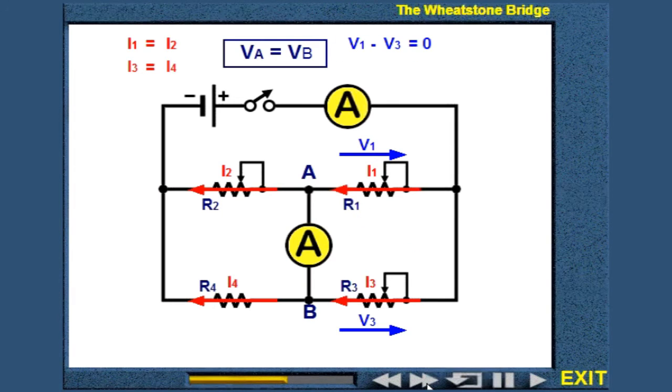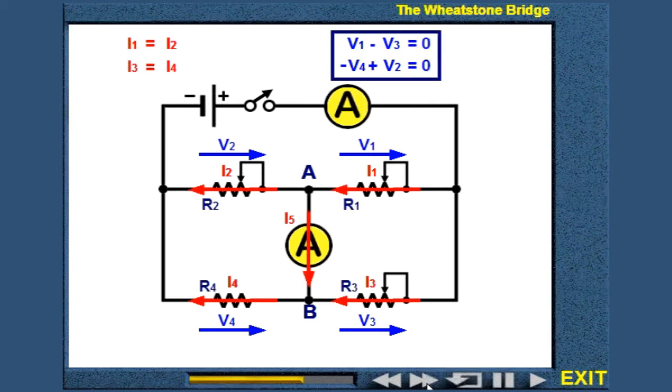Now let's repeat the procedure for the second loop. Starting from node A, we should add a voltage drop across the fixed resistor with a negative sign and across the variable resistor R2 with a positive sign. Again, according to Kirchhoff's second law, the sum of voltage drops around the closed loop must equal 0.